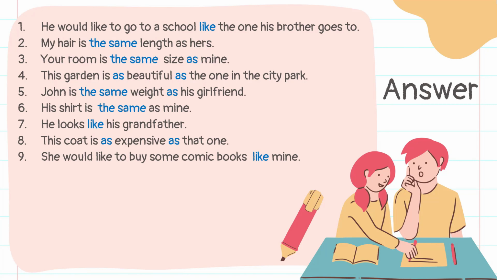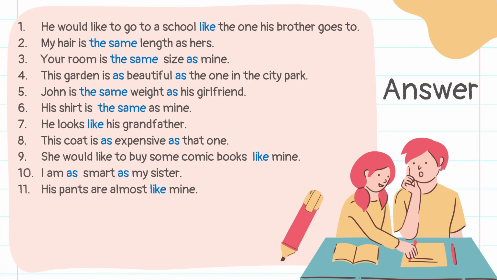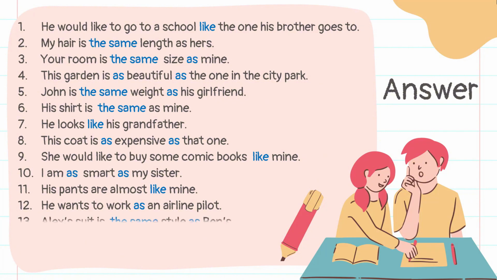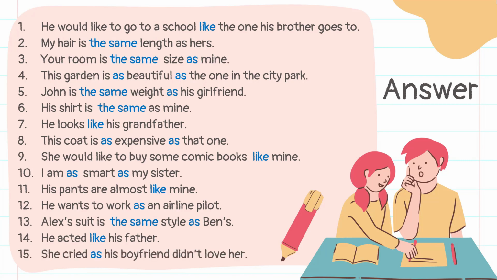Number 9, she would like to buy some comic books like mine. Number 10, I am as smart as my sister. Number 11, his pants are almost like mine. Number 12, he wants to work as an airline pilot. Number 13, I like a suit the same style as Ben's. Number 14, he acted like his wife. Number 15, she cried as his boyfriend didn't love her.